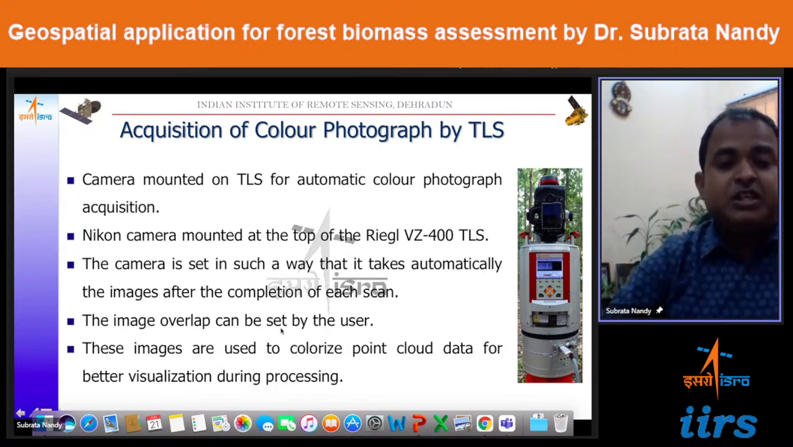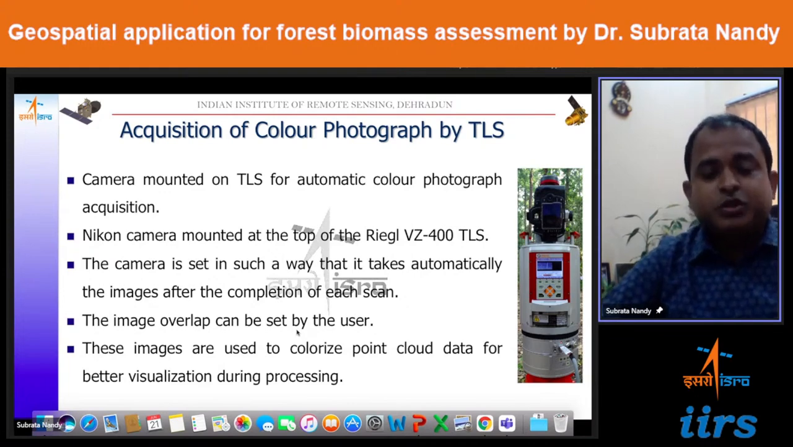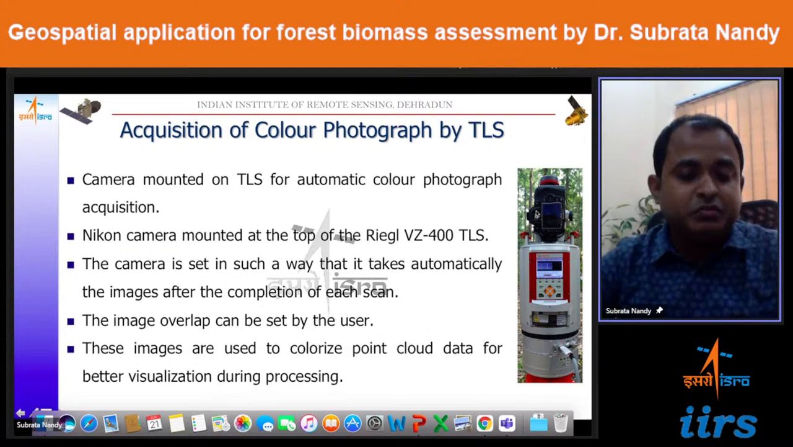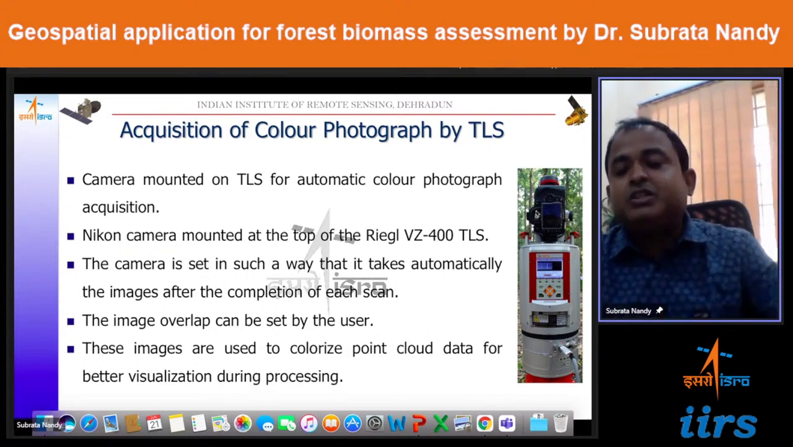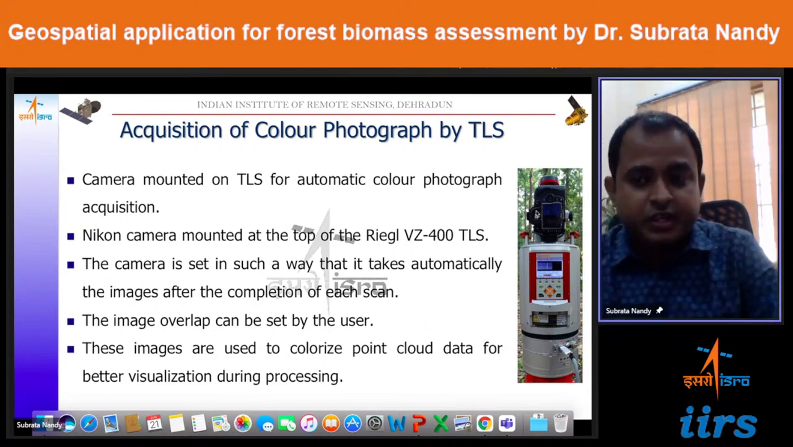The images are used to colorize the point cloud only, for better visualization during processing. Because these are non-imaging, you get point clouds only. So what we do is take the color from these photographs to colorize your point cloud data so that you get a real 3D view of your area.